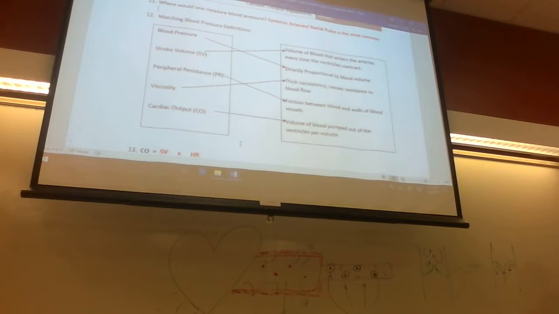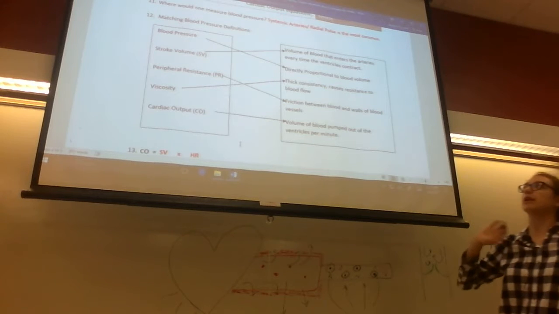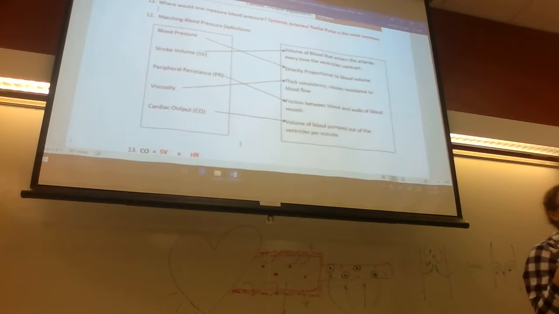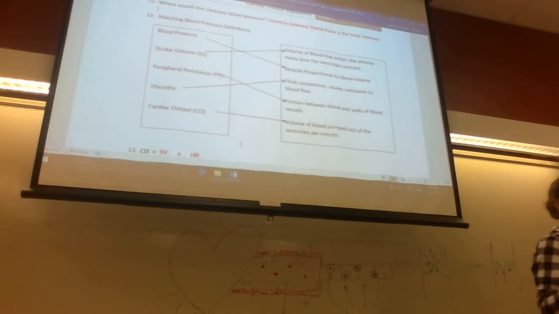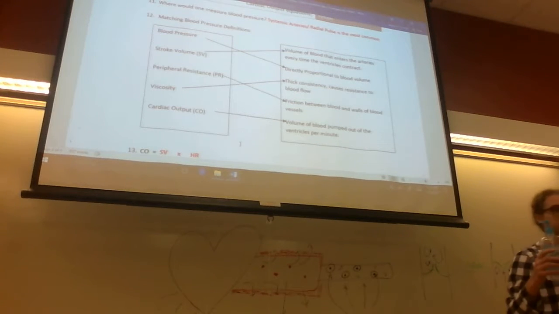Match some blood pressure definitions. Blood pressure is directly proportional to blood volume. So blood volume, when you think of volume, what do you think of? Amount, yeah. So with volume, how much fluid can it hold, right?